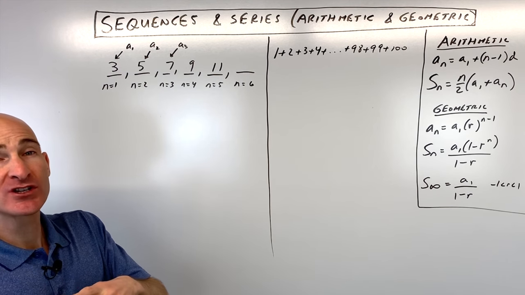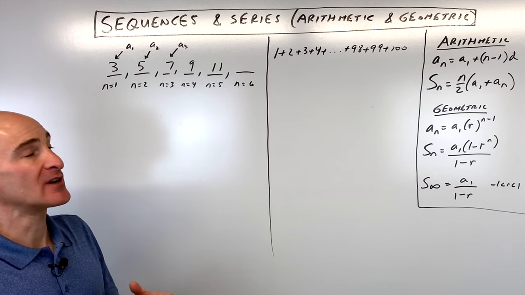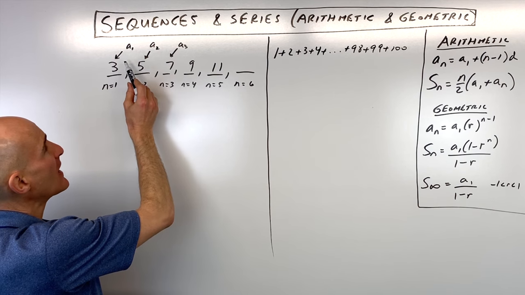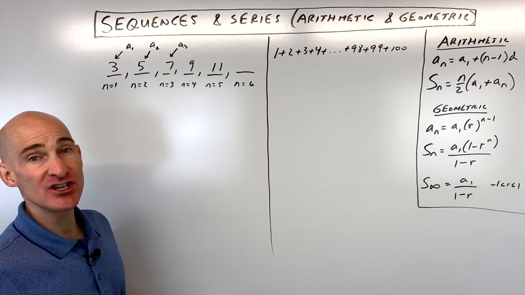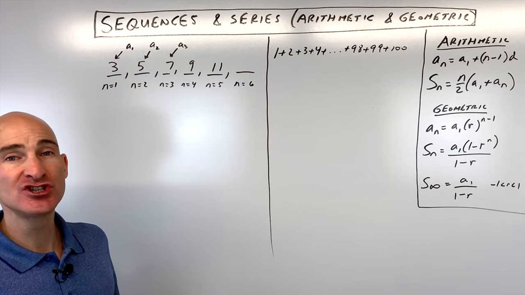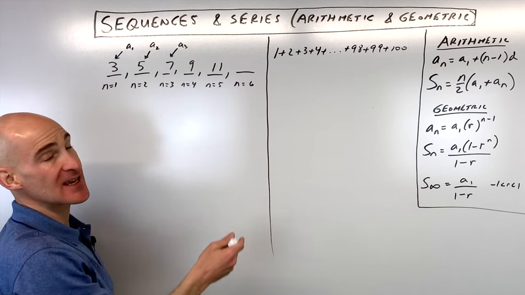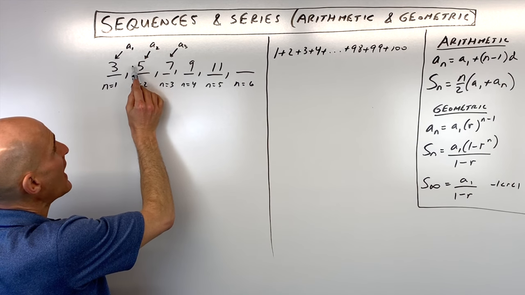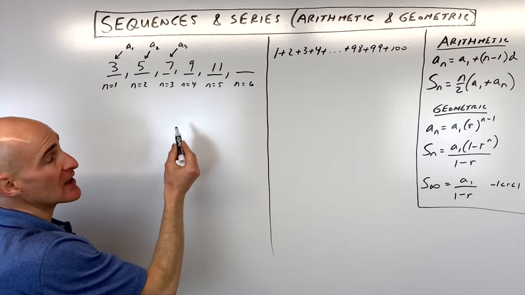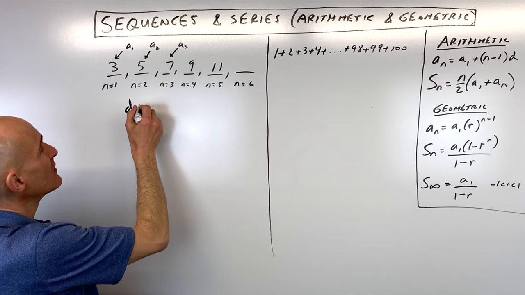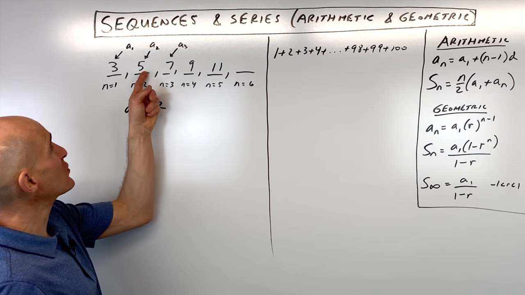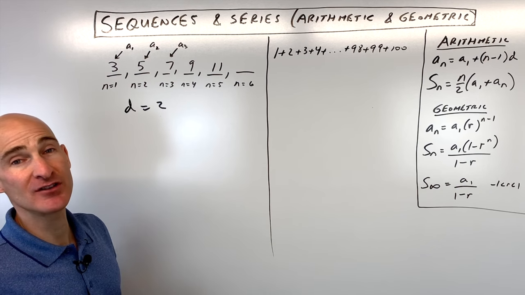Well, first of all, the question is: is it arithmetic or is it geometric? Now, when we talk about arithmetic sequences, we're talking about adding the same thing each time to get to the next term. If it's geometric, then we're multiplying by the same thing each time to get to the next term. So here, what are we doing to get to the next term? It looks like we're adding 2, adding 2, adding 2, adding 2. They call that d equals 2. That's the common difference. So d for difference. Like if you subtract 5 minus 3, you get 2. 7 minus 5, you get 2.